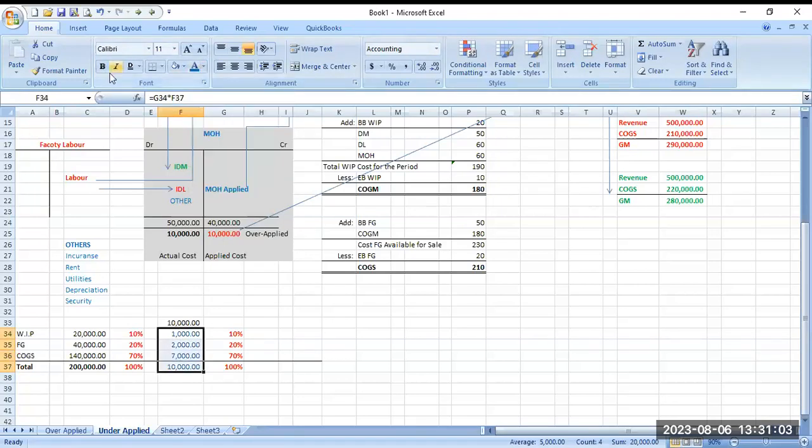Make sense? What method am I going to use? I'm going to use the proportionate method. This one is called proportionate. Why? Because I have a proportion. What's a proportion? A percentage, nothing more, nothing less.